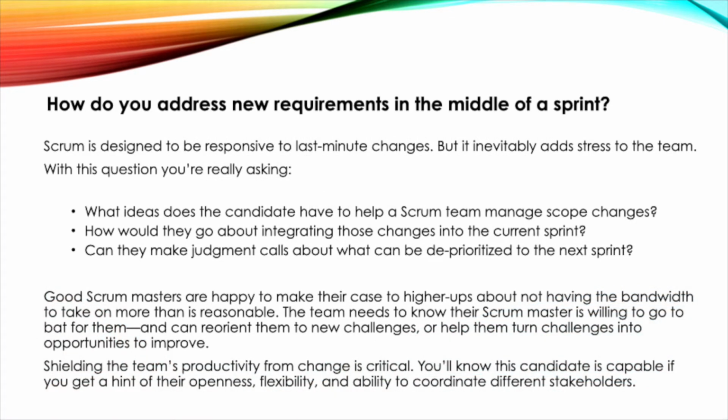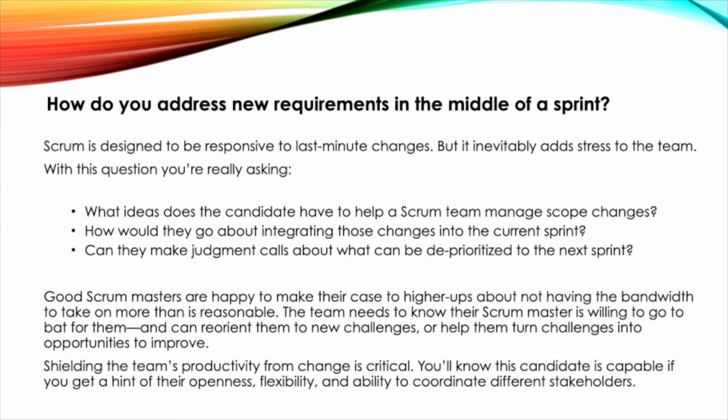How do you address new requirements in the middle of a sprint? Scrum is designed to be responsive to last-minute changes. But it inevitably adds stress to the team. With this question you're really asking, what ideas does the candidate have to help a Scrum team manage scope changes? How would they go about integrating those changes into the current sprint? Can they make judgment calls about what can be deprioritized to the next sprint?